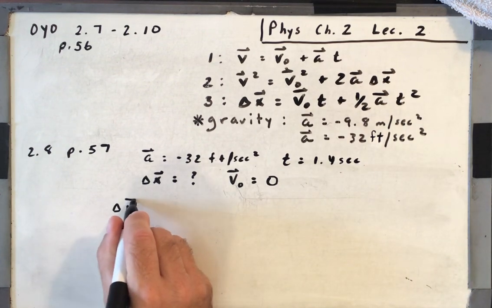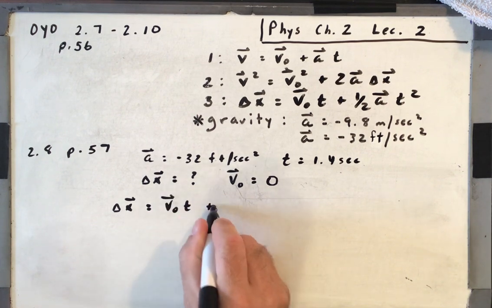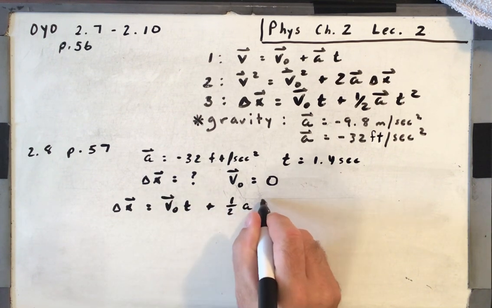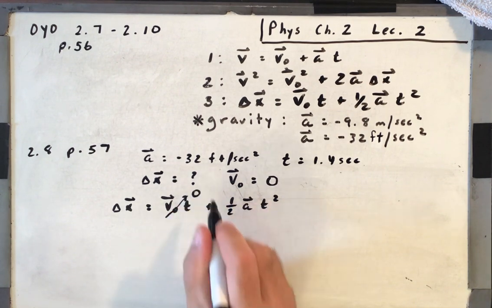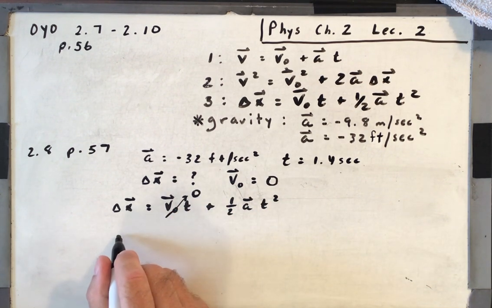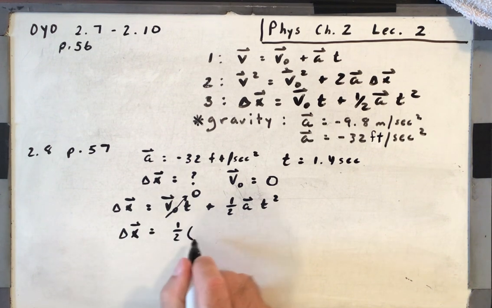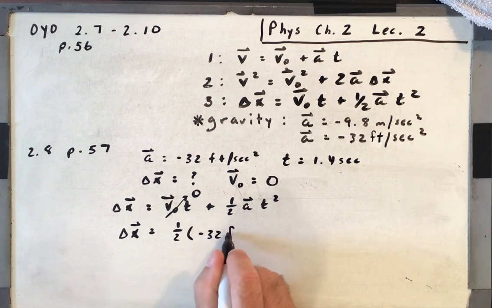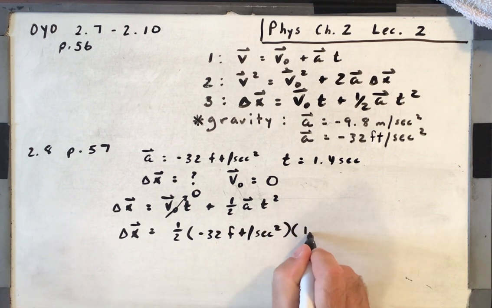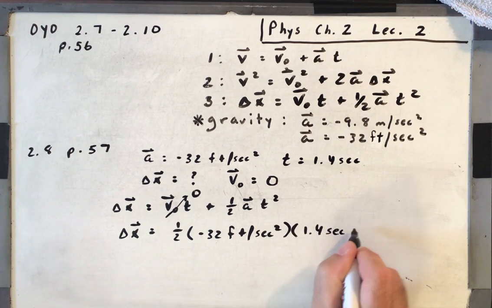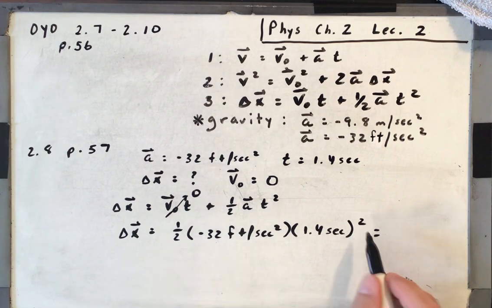Delta x is equal to v naught t plus 1/2 at squared. Since v naught is 0, then you'd have delta x, which is what we're solving for, is equal to 1/2 times negative 32 times 1.4 seconds. Don't forget, you have to square that. A lot of students forget to square it.